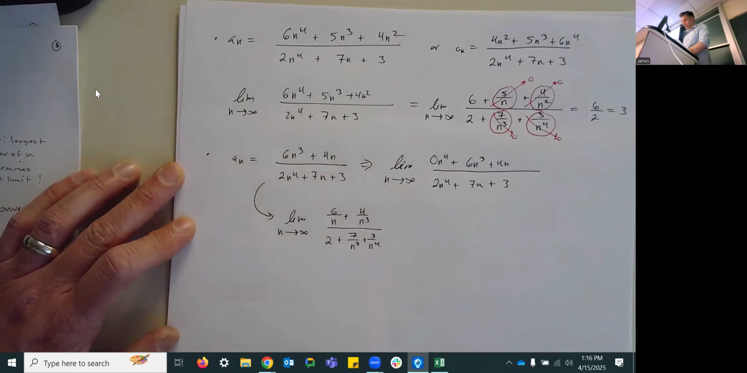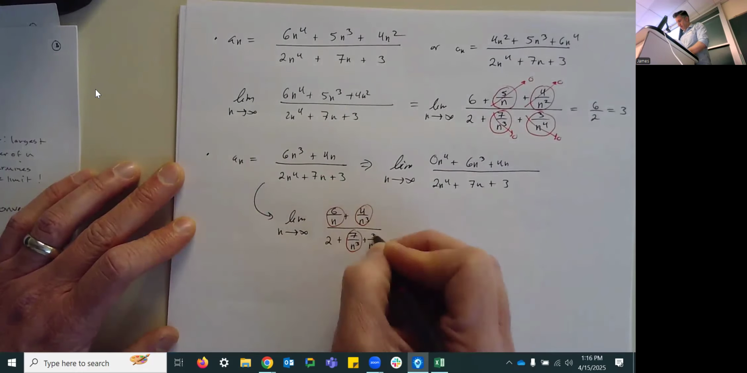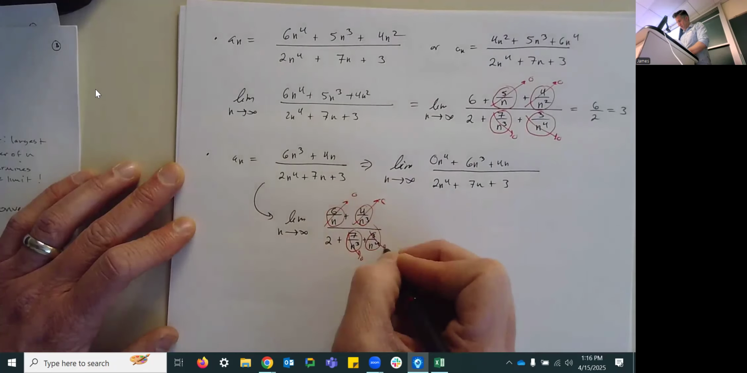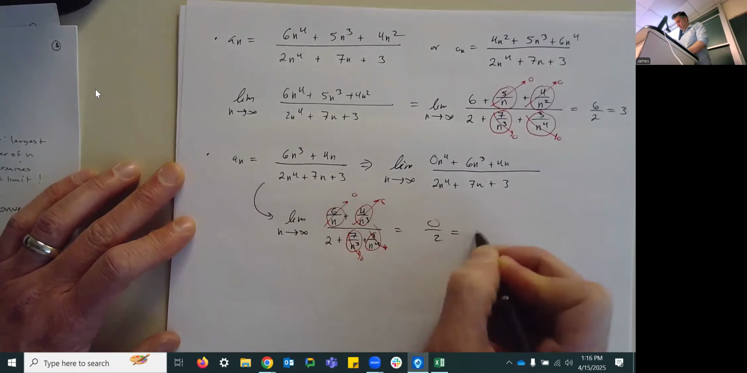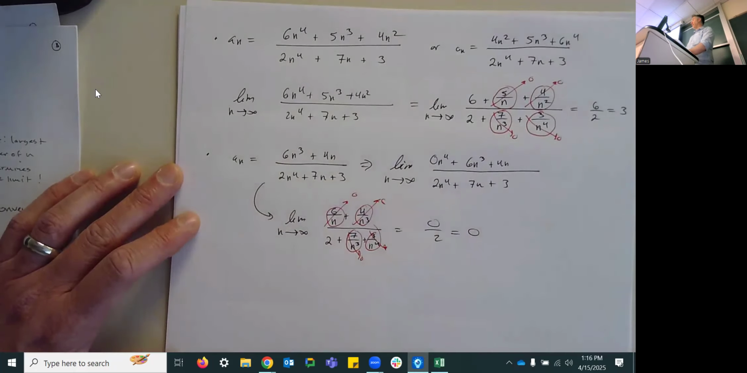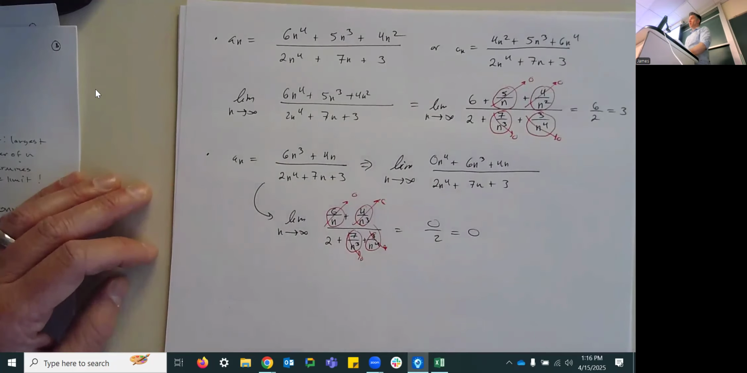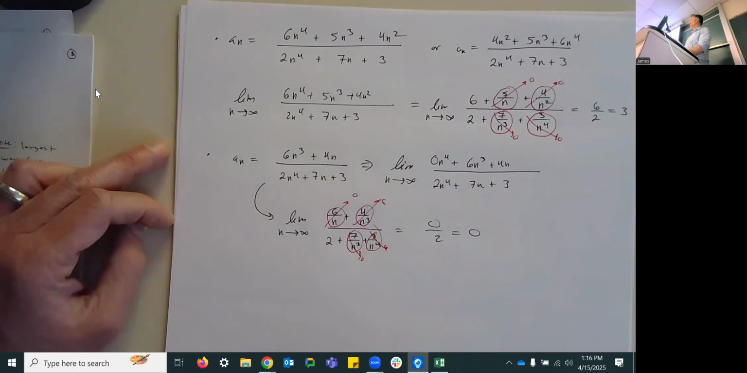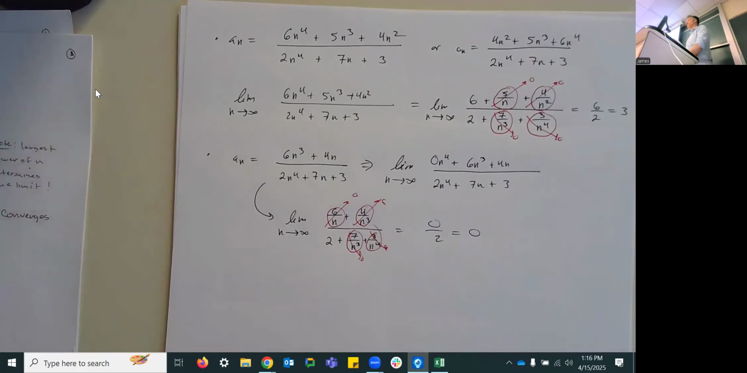And all the things that are divided by n to a positive power end up getting closer and closer to 0. So we end up getting 0 divided by 2, which is 0. I will often say 0 divided by not 0. As long as you have 0 divided by not 0, you're going to get 0. 0 divided by 0, on the other hand, is another indeterminate form. Just like infinity divided by infinity, it can be anything. And we're going to see a lot of it coming in the next following weeks.